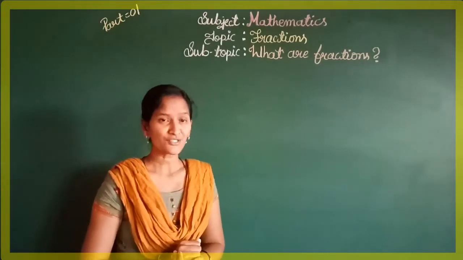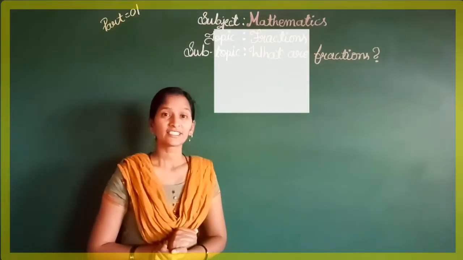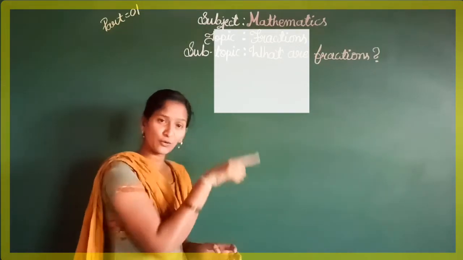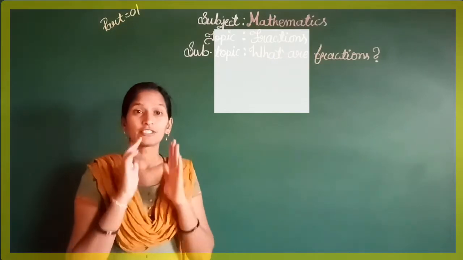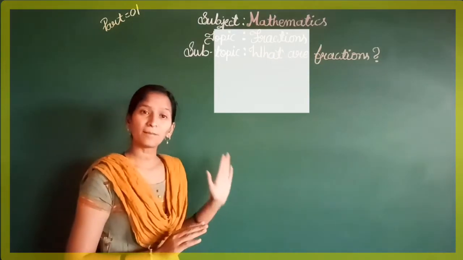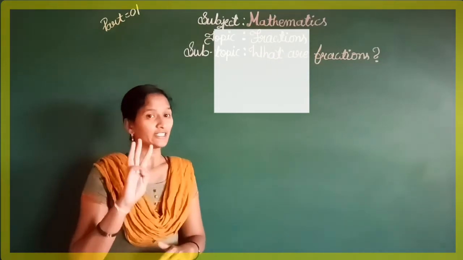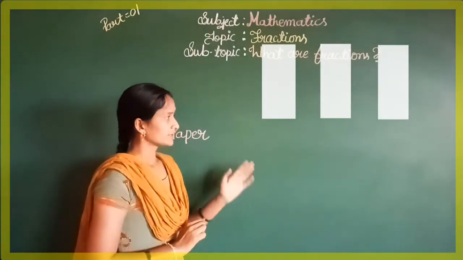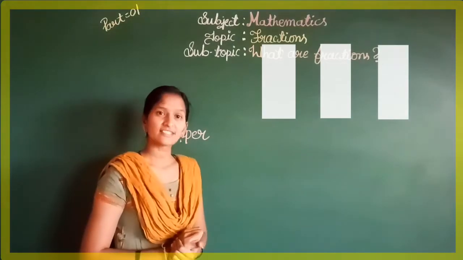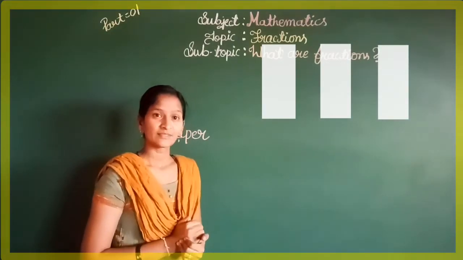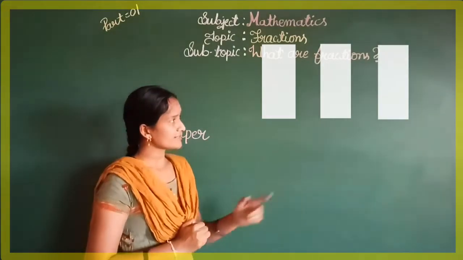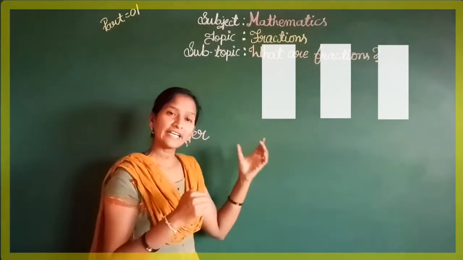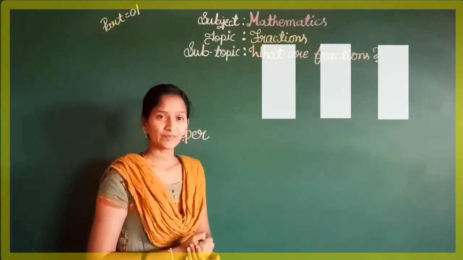Yes, my dear students, so what is this? It is a single sheet of paper. Okay, it is a complete whole paper, right? So now I am dividing this complete paper into 3 equal parts. So now look here. Here are 3 equal parts. Are they equal? Yes. Observe all the parts. They are equal. How can you represent each part mathematically?